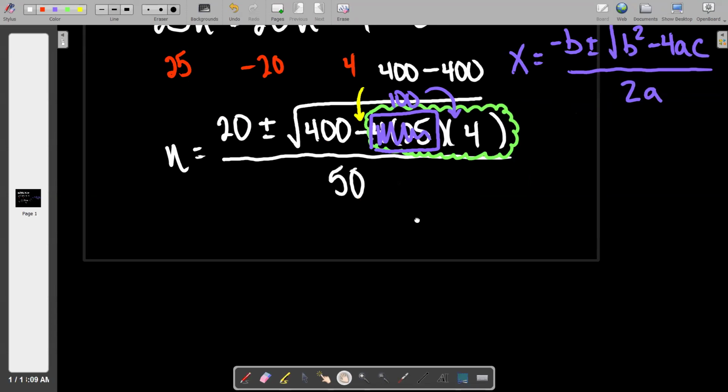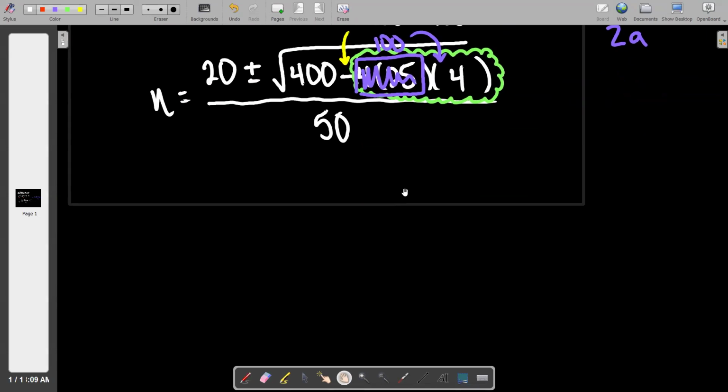Good. And this happened to us in the very last example yesterday in our notes. When you get the square root of 0, that just equals 0. And putting a plus or a minus in front of a 0, like we're about to do, serves absolutely no purpose. So this is the kind of problem where you actually only get one unique answer. So in your case, you get n equals 20 over 50.